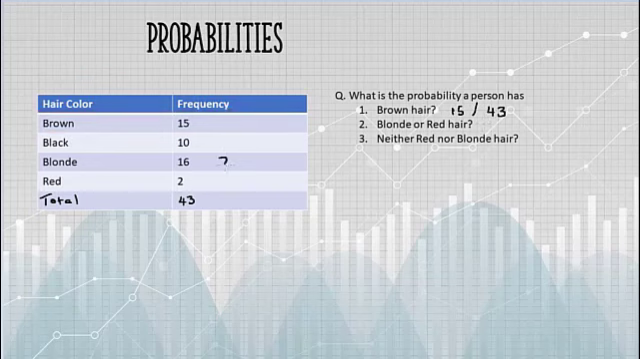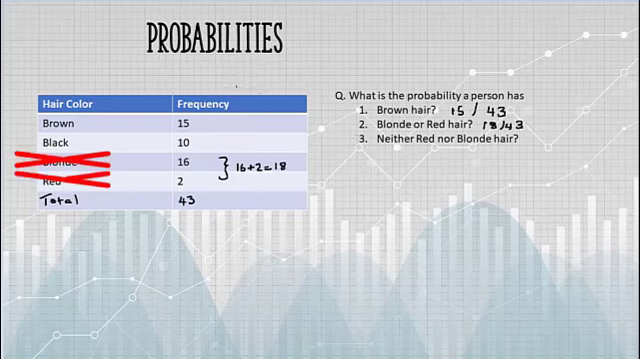For blonde or red hair, we're going to total these two. 16 plus 2 is 18. So 18 out of 43 people have blonde or red hair. The last question asks, what is the probability of neither red nor blonde hair? So if we remove those two, we're left with brown or black. 10 plus 15 is 25, which means the solution is 25 out of 43.